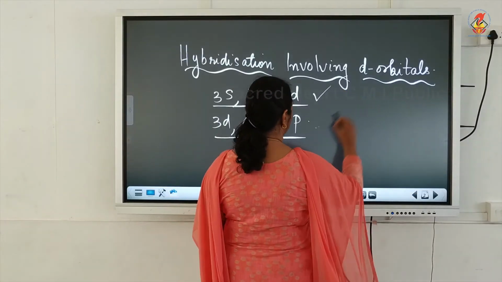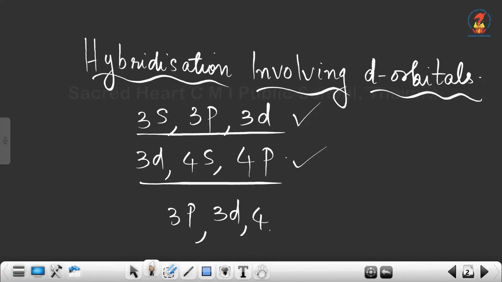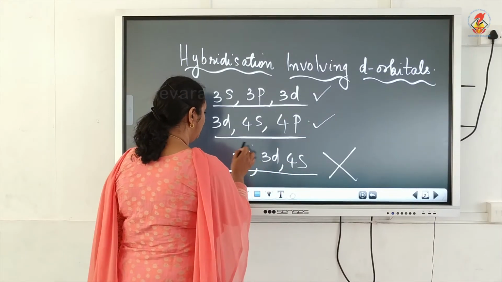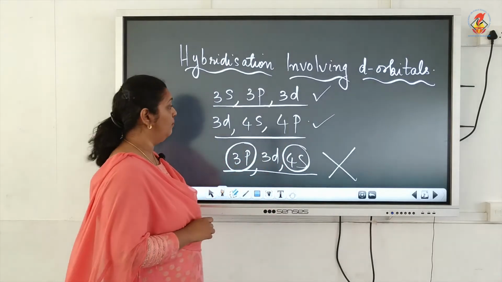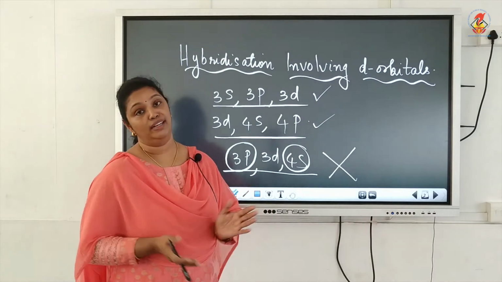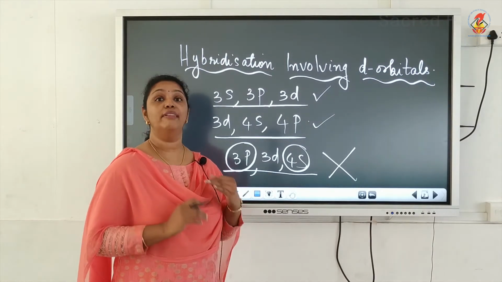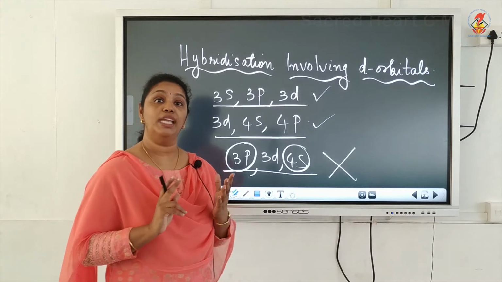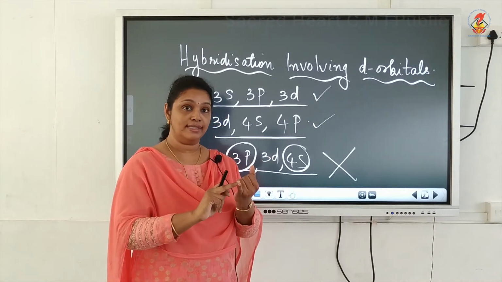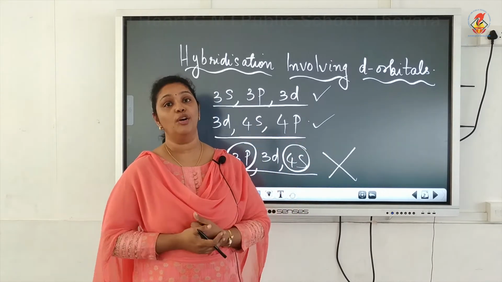So these both are possible, whereas suppose we have 3p, 3d and 4s. This hybridization is not possible because there is a large difference in energy between 3p and 4s orbital, whereas 3s, 3p, 3d have almost the same energy, and 3d, 4s, 4p also have the same energy. So we can have hybridization. Which all orbitals can be involved in hybridization? 3s, 3p, 3d, and 3d, 4s, 4p orbitals.